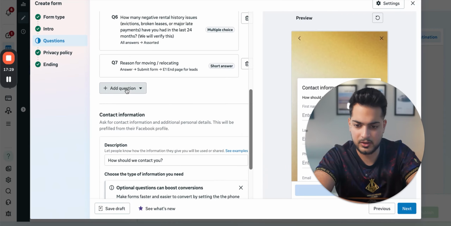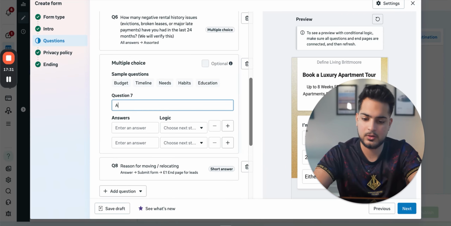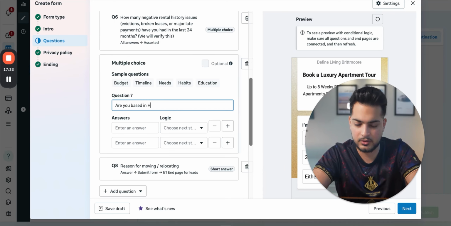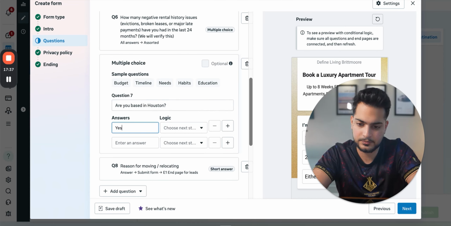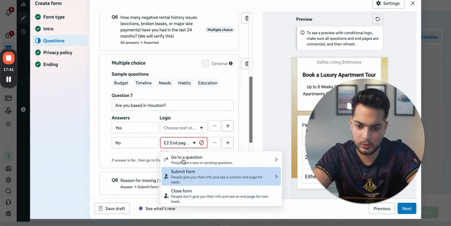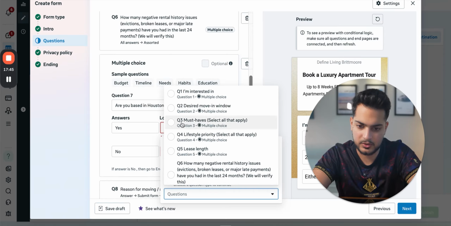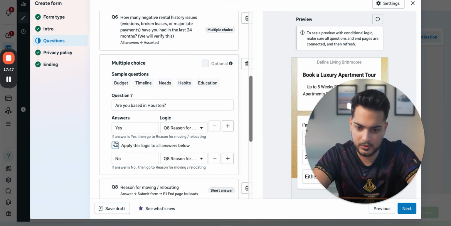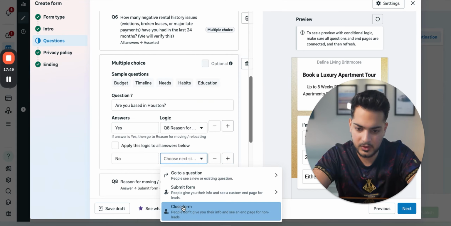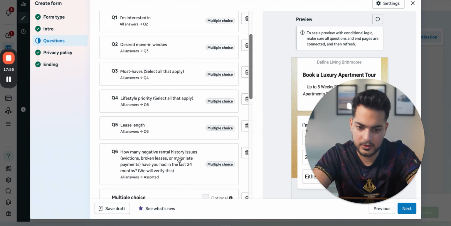All you have to do is click on a question, multiple choice. Are you based in Houston? And then yes, no. If it's no, then you just close the form. And if it's yes, then you go to the next question, which is question number 8, I believe, in this form. There you go. Perfect. Close form. Perfect. Cool.